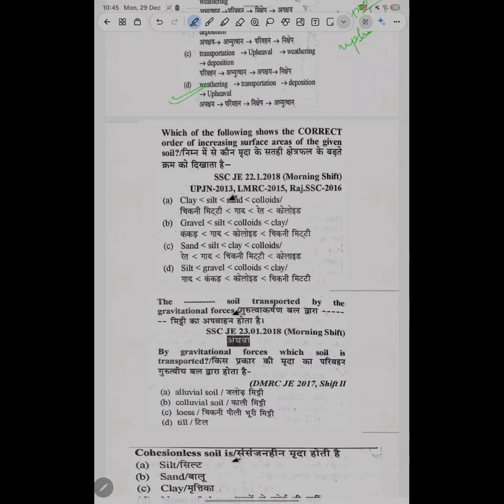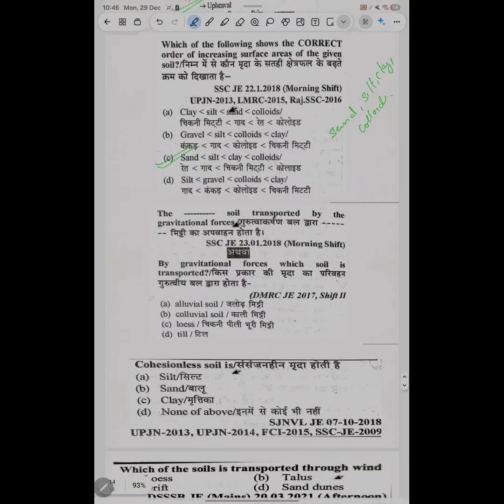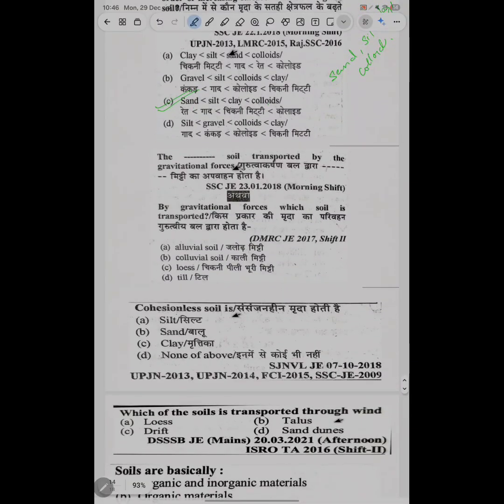So here the answer is sand, silt, clay, colloids. Option C. This is the increasing surface area of the given soil. First is sand, next silt, next clay, then colloids. Next question: the dry soil transported by the gravitational force, which soil is transported?